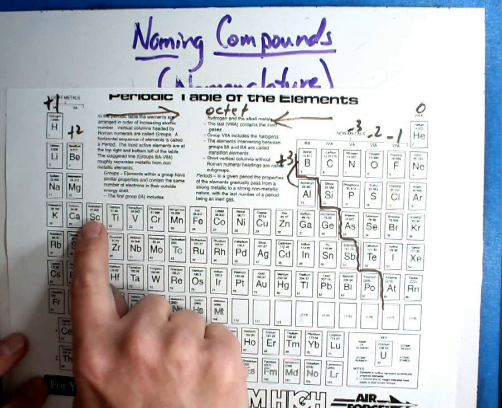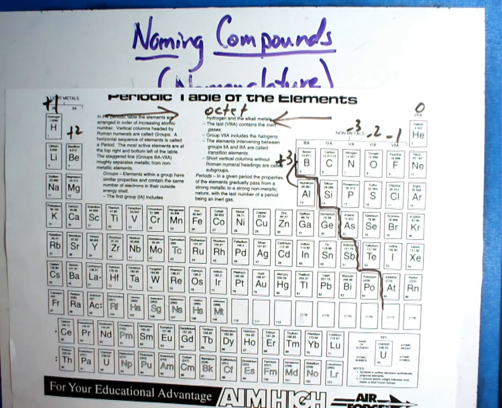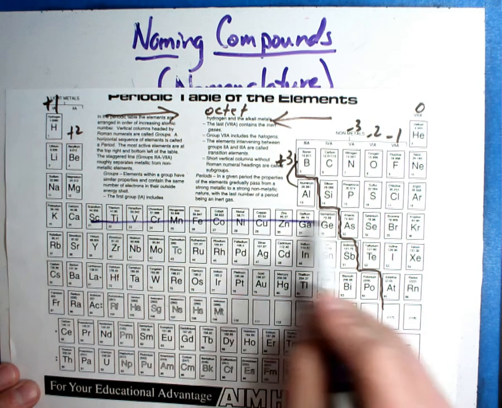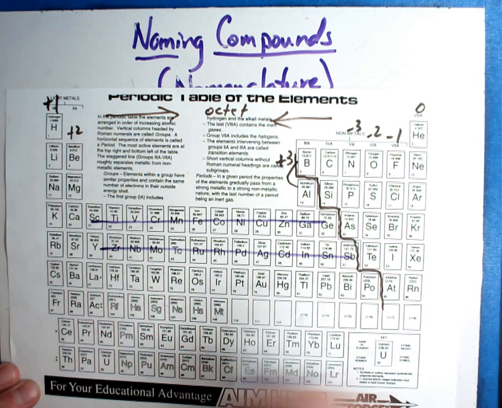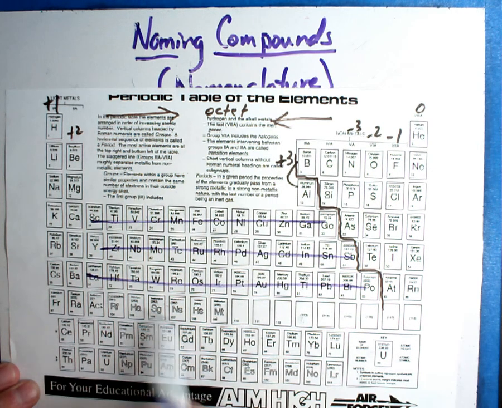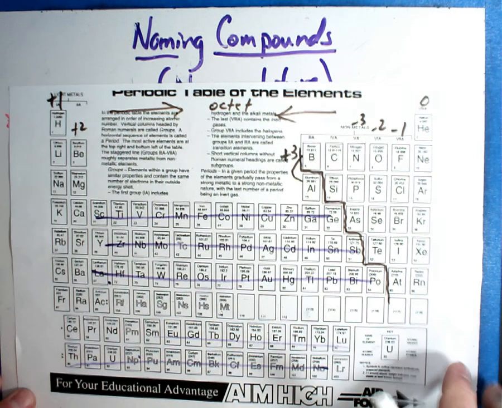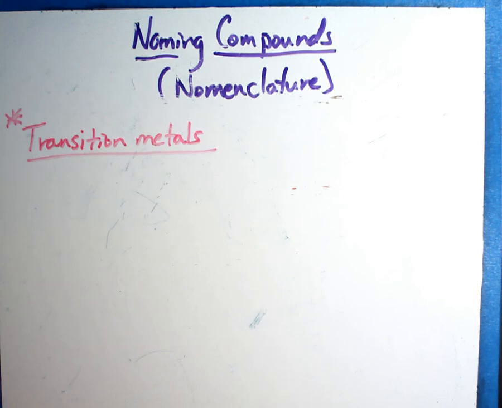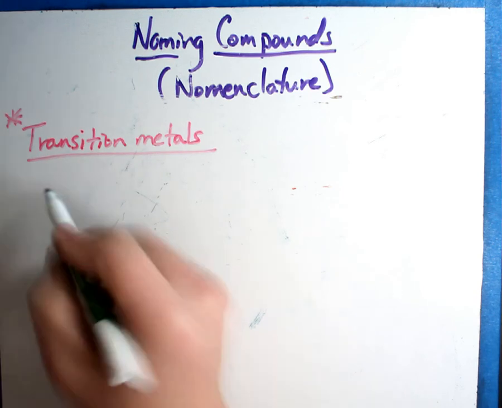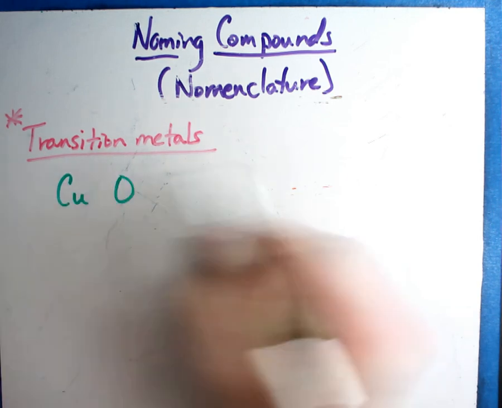So anything that is on this chart that goes from scandium to the stair step, these are all transition metals. Sometimes it even includes these, because remember, these fit inside that section. Okay, these are called the transition metals, and the transition metals give us a little bit of problem. So let's take an example and see how it works. Let's take something like copper and oxygen.